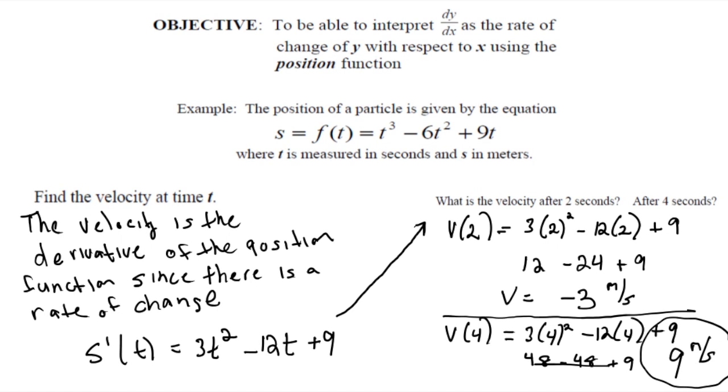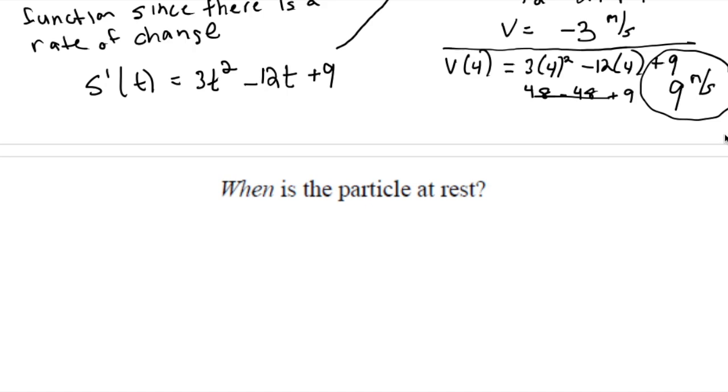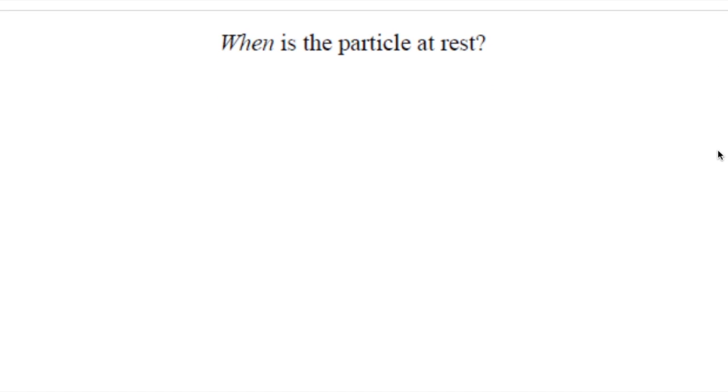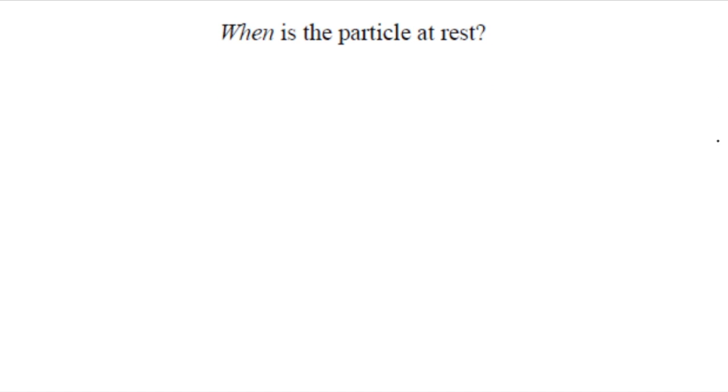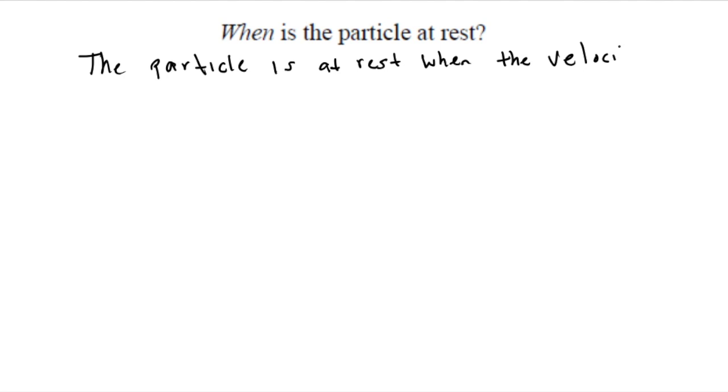Let's turn the page. The last part of this problem is, when is the particle at rest? The particle is at rest when the velocity equals 0. Let's write that down. The particle is at rest when the velocity equals 0.